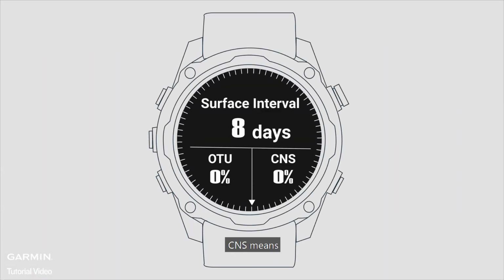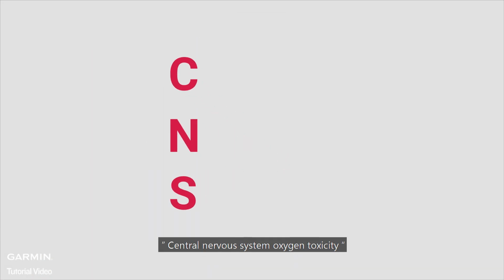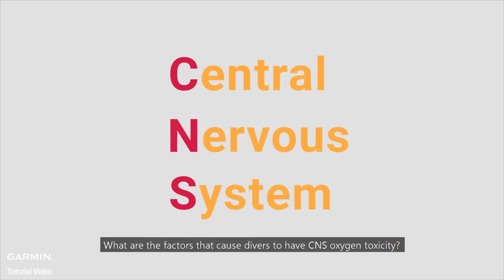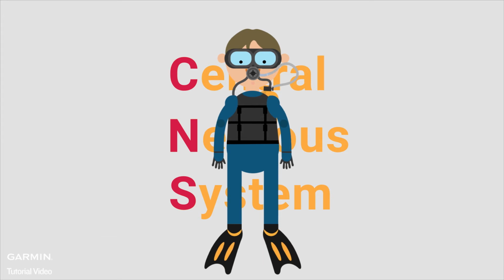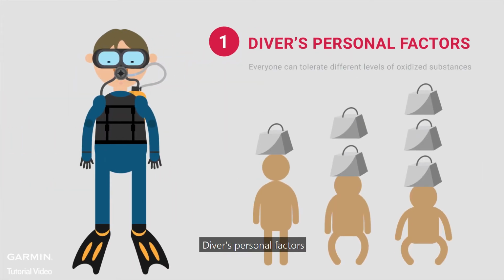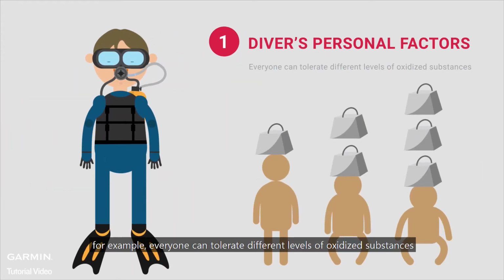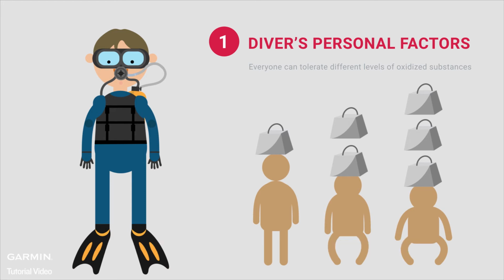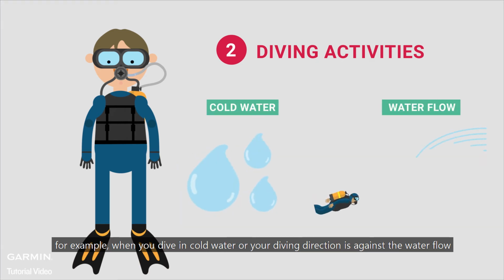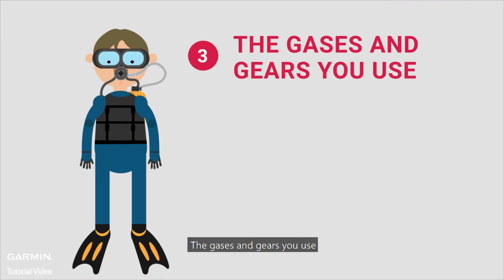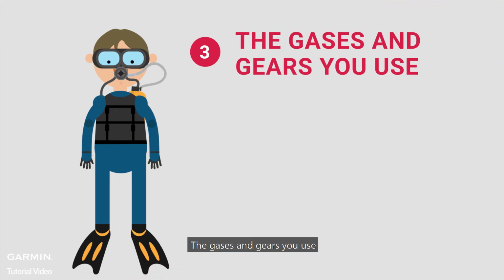CNS means central nervous system oxygen toxicity. What are the factors that cause divers to have CNS oxygen toxicity? Number 1. Divers' personal factors. For example, everyone can tolerate different levels of oxidized substances. Number 2. Diving activities. For example, when you dive in cold water or your diving direction is against the water flow. Number 3. The gases and gears you use.